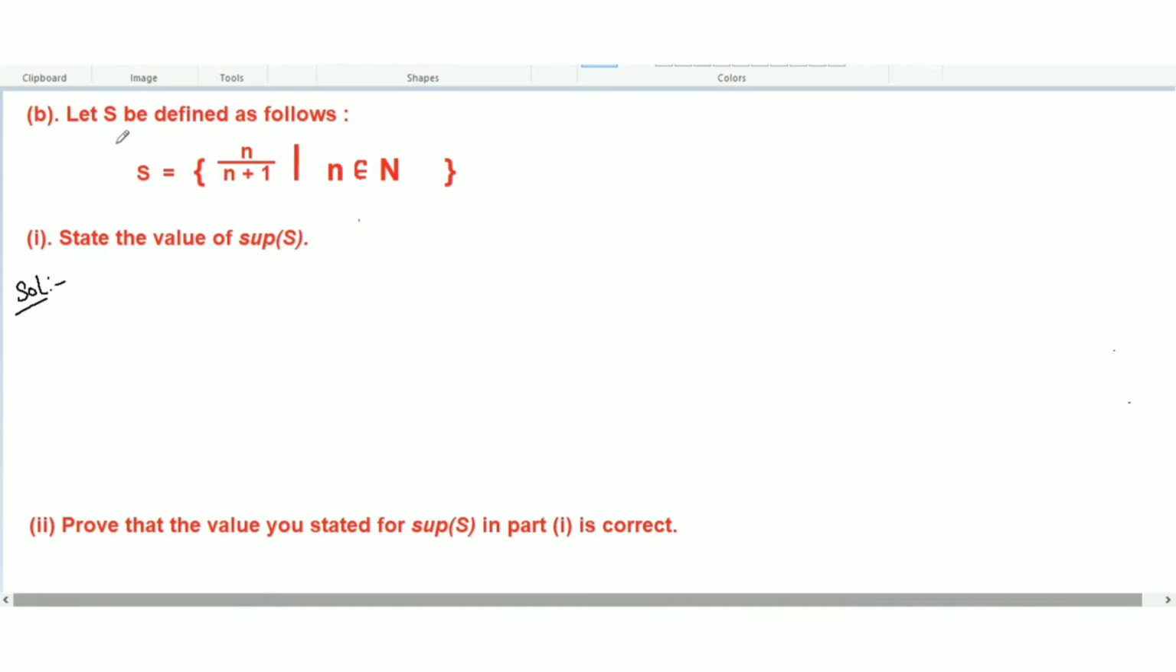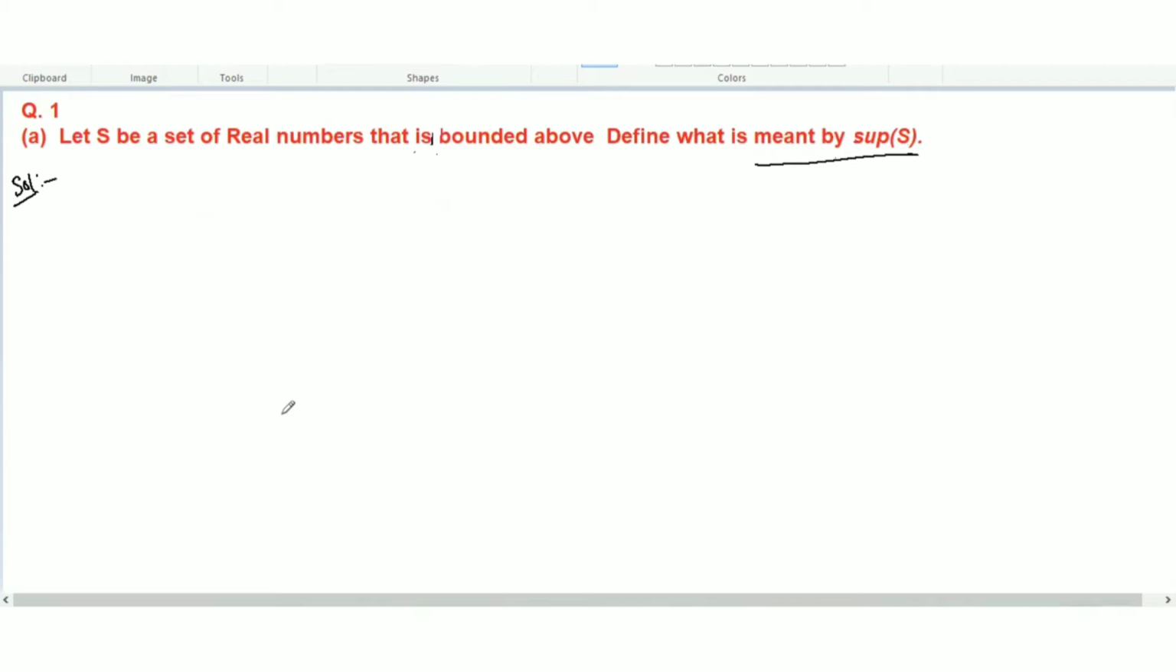So here I have taken S, the set S, as n over n plus 1, and based on this we will do these two questions. So let's start the first question here. Here S is a set of real numbers given, and also it is bounded above. It means there is a real number that is an upper bound of this set S.